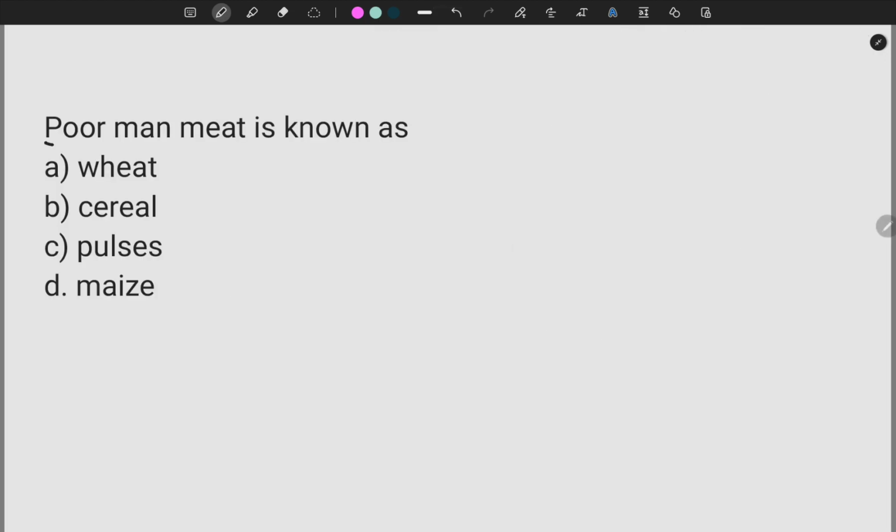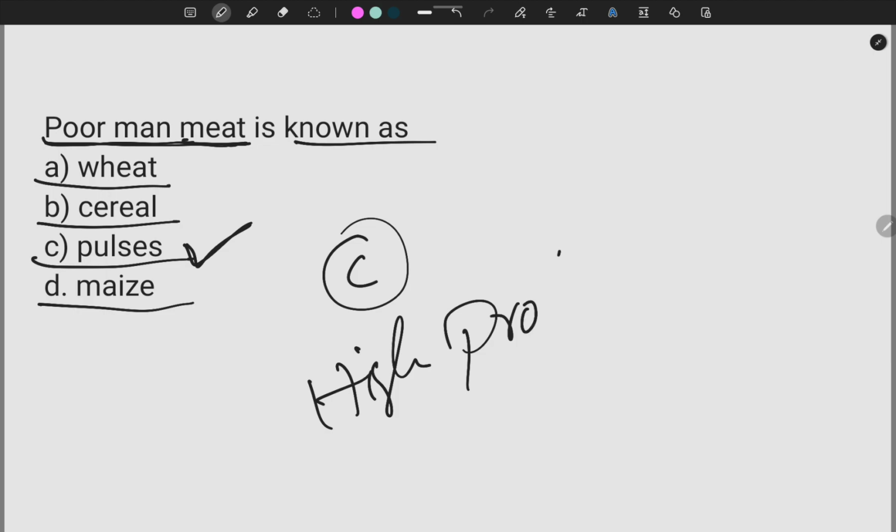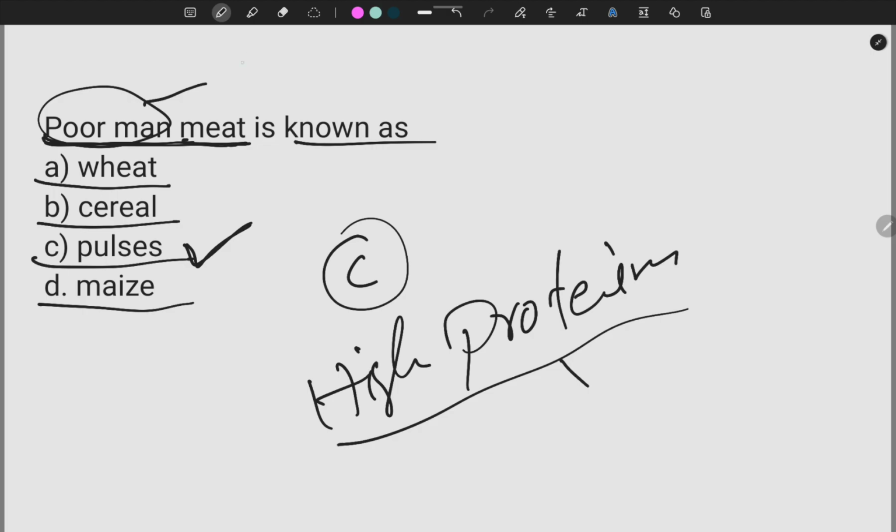The next question is: poor man's meat is known as? Among the food poor people eat, which one is called poor man's meat? Options are wheat, cereal, pulses, and maize. The right one is option C, pulses. Pulses consist of high protein, and this protein is important for the person to build muscle. The poor man doesn't have to buy meat like chicken, mutton, fish, or something else. When they eat pulses, it is known as poor man's meat.